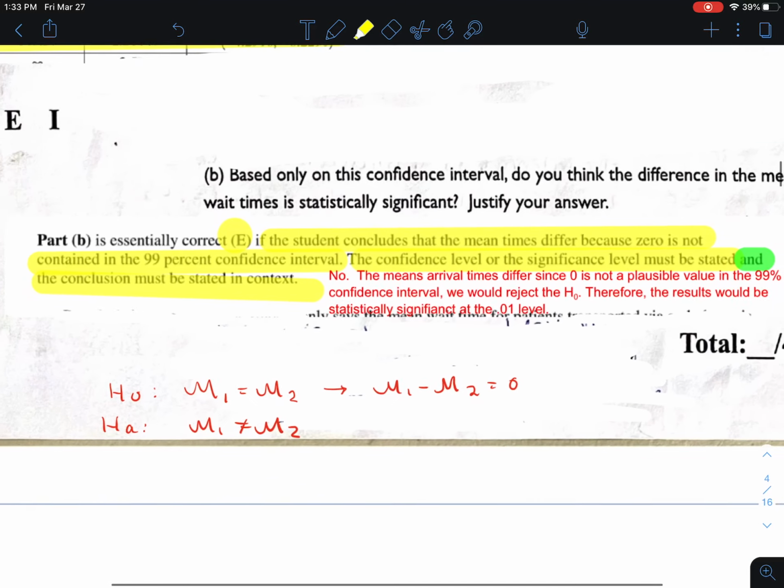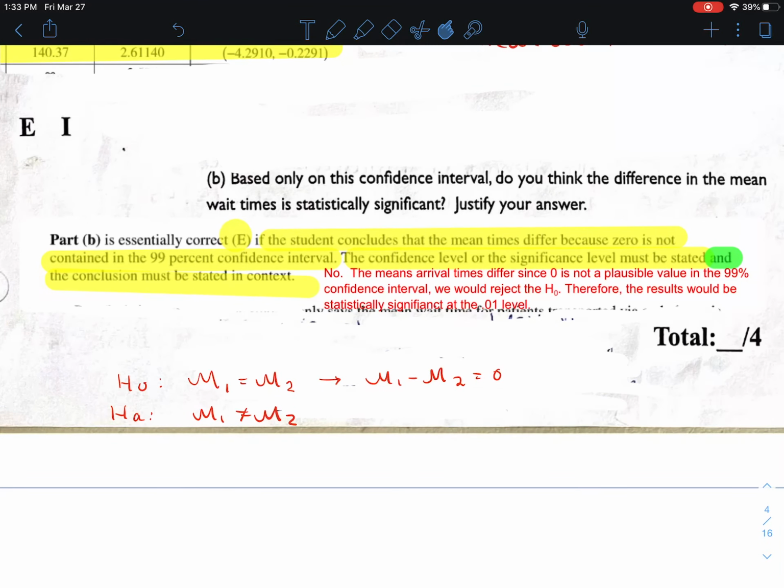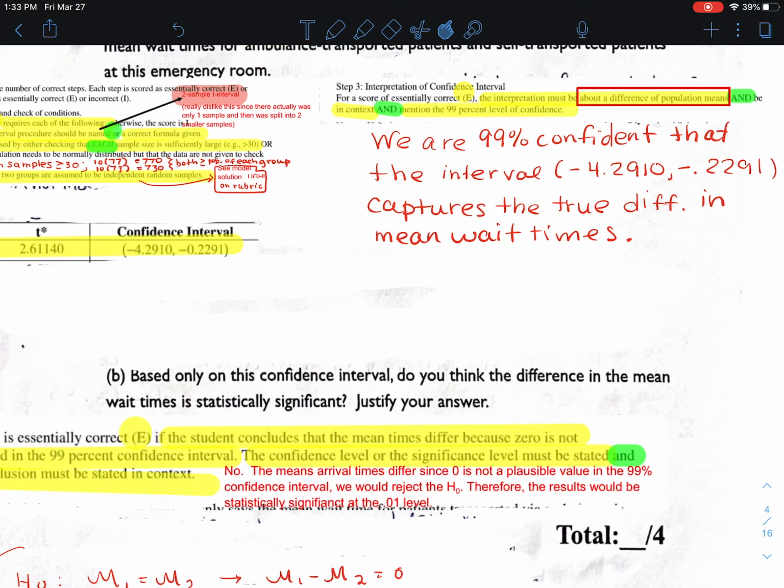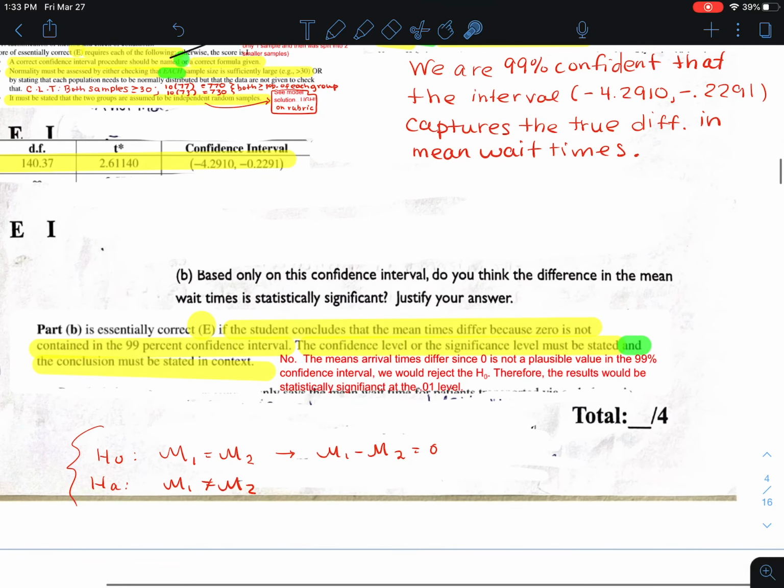Then down here at the bottom, really similar to the other problem we just looked at, this again is asking us, based on the confidence interval, do you think the difference in the mean wait times is statistically significant? Again, if you think back to what the null hypothesis would look like, that means we would be looking for whether 0 was actually included in our confidence interval. You can see that our confidence interval right here did not include 0. That means we would have rejected the null hypothesis. Therefore, these results would be statistically significant at the 0.01 alpha level. That's because it was a 99% confidence interval.